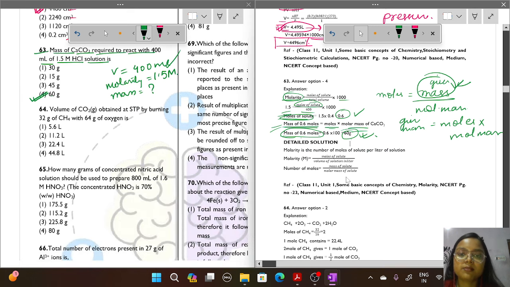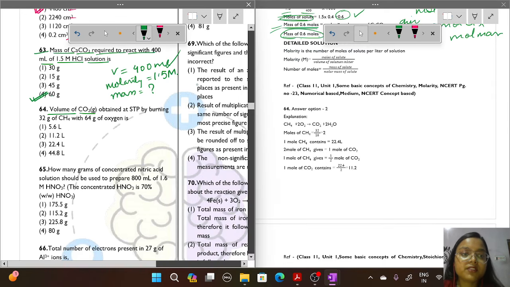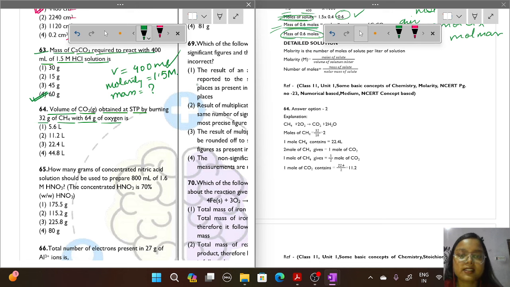Next is question number 64. Question number 64 says: volume of CO2 obtained at STP by burning 32 gram of CH4 with 64 gram of oxygen is. We have to find out the volume of CO2. The mass of CH4 is 32 gram, and the mass of oxygen is also given as 64 gram. We have to find out the volume.